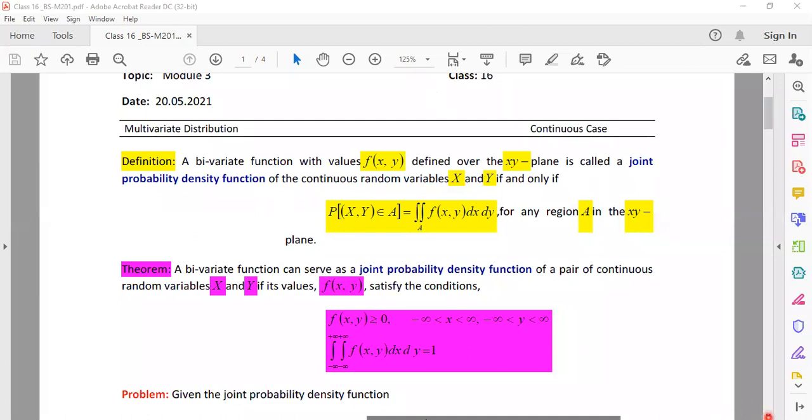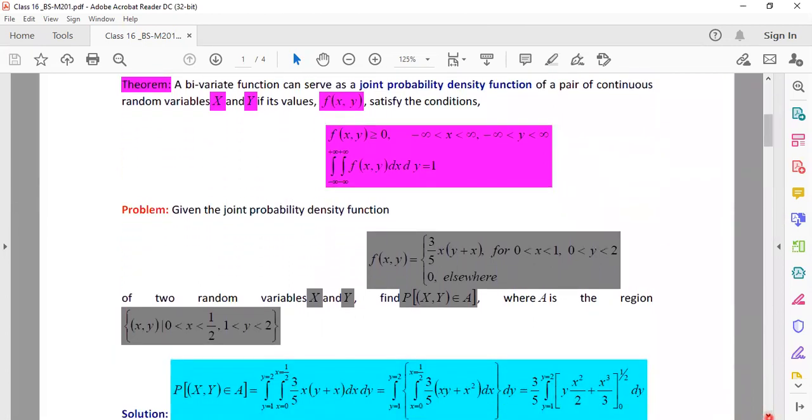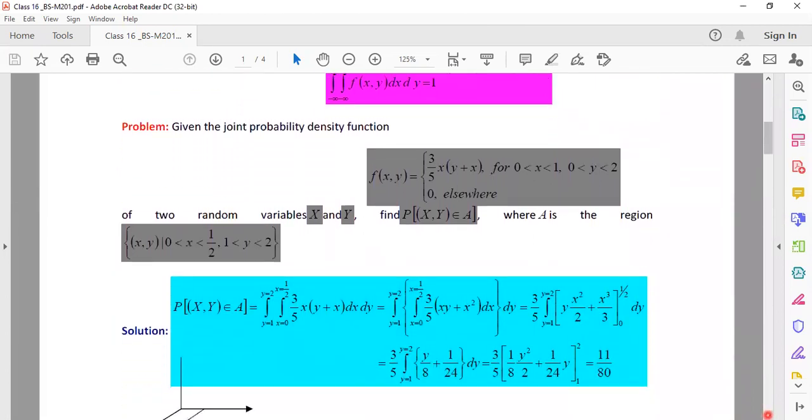Now we are coming to the problem section. Now we have this problem. I can recall that once I discussed this problem with you, but yet since I have started it afresh, I'm going to discuss this problem once again.